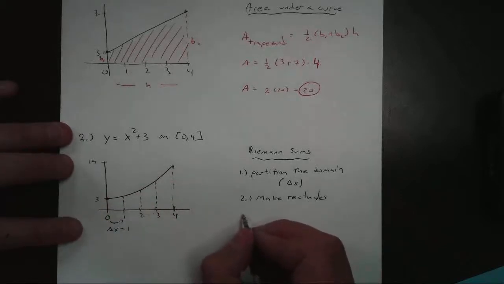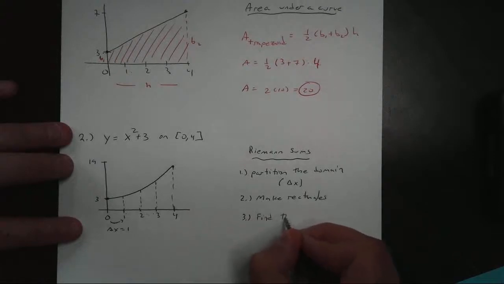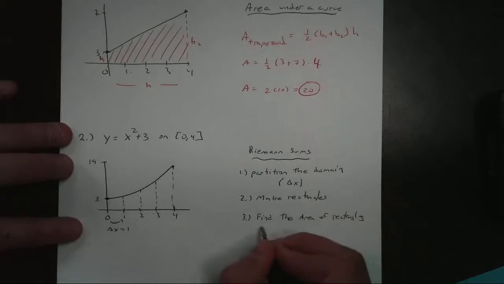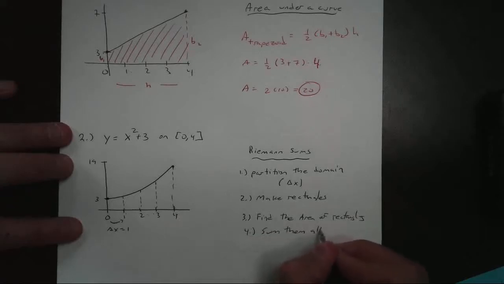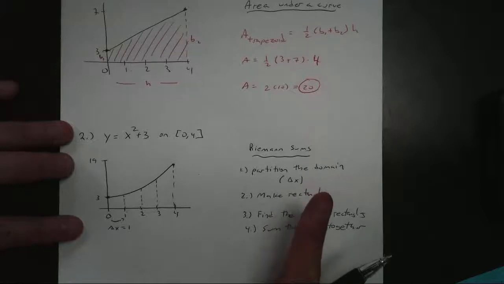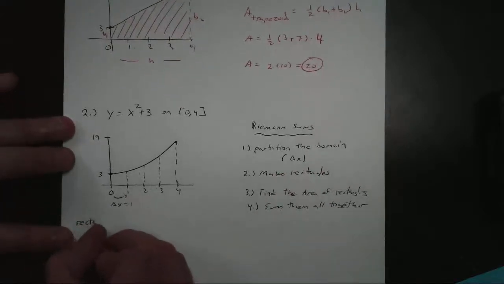Now, after we make rectangles, we're going to find the area of all the rectangles. And then we're going to add them all together. Sum them all together. Okay? And this is what we call a Riemann sum. So now the question is, how do we make the rectangles? So that's what we're going to talk about next.